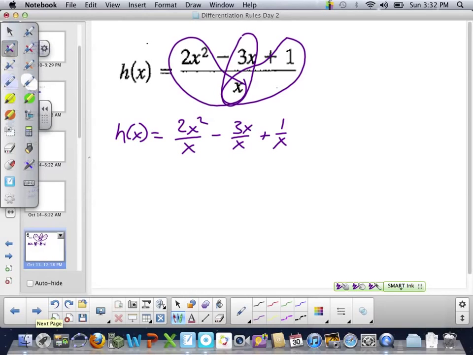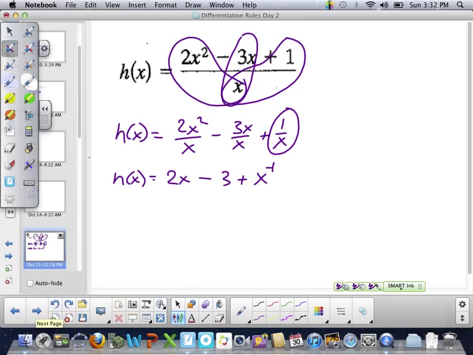All right, and then what we want to do here is kind of simplify. We don't like to have fractions for derivatives. So the 2x squared over x simplifies to 2x. The 3x over x simplifies to 3. And then the 1 over x, we like to rewrite that as x to the negative 1. It's easier to deal with if we have a power than if we have a fraction. So all fractions, like we got right here, we're going to rewrite them in power form with exponents.